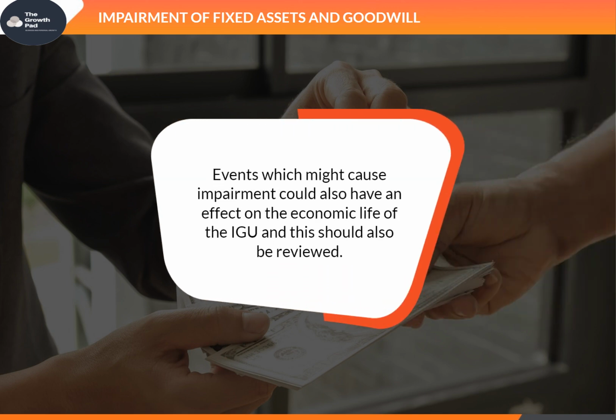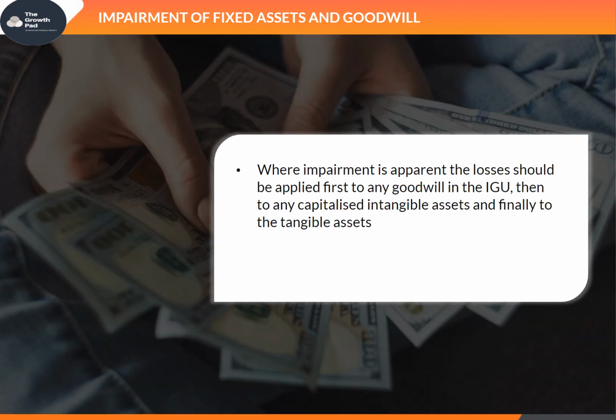Events which might cause impairment could also have an effect on the economic life of the IGU, and this should also be reviewed. Where impairment is apparent, the losses should be applied first to any goodwill in the IGU, then to any capitalized intangible assets, and finally to the tangible assets.